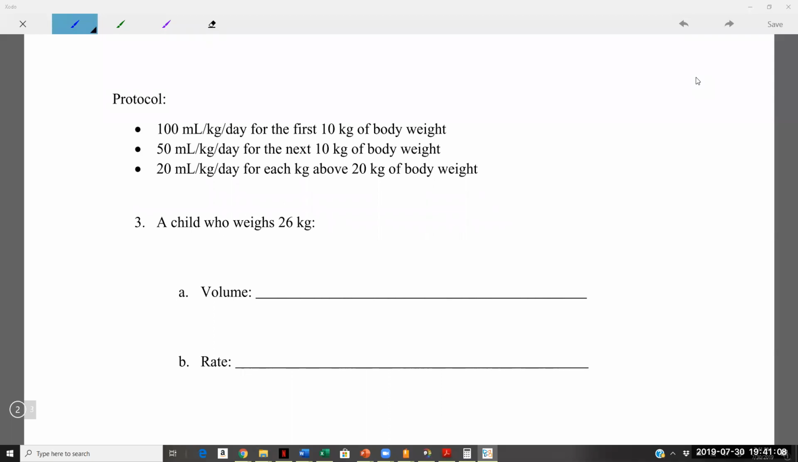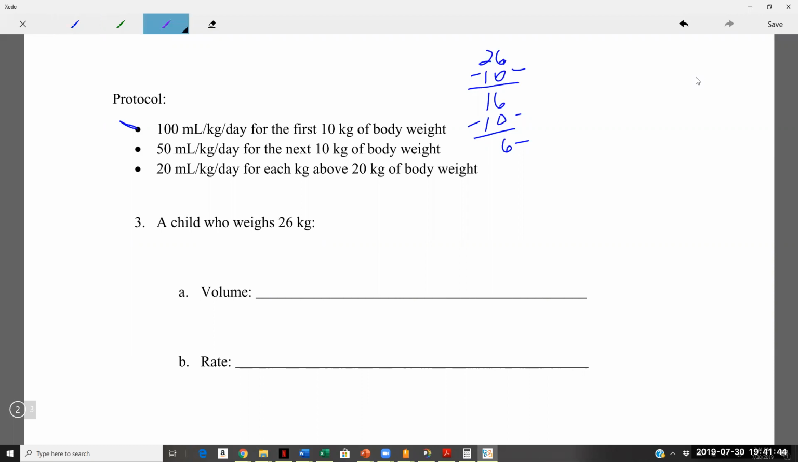Let's say our patient weighs 26 kilograms. So we take our 26, we subtract 10, we still have 16. So that means we've completed the first tier. We subtract another 10 because 16 is still more than 10, and I'm left with 6. So I do all 10 kilograms in my first tier, all 10 kilograms in my second tier, and I still have 6 kilograms left over. So let's take a look at that.